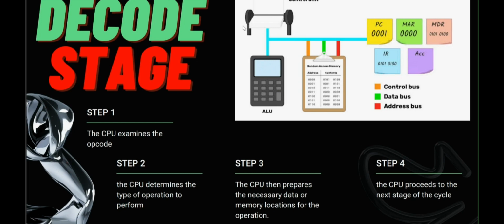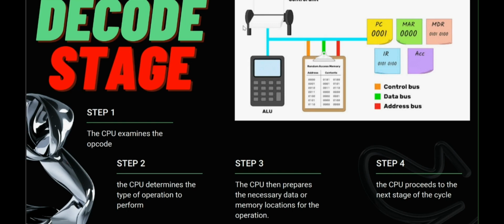The decode stage is the second stage in the instruction execution cycle, following the fetch stage, and it is a crucial step in the processing of instructions by a CPU. During this stage, the CPU interprets the instruction fetched from memory during the previous fetch stage and determines what operation needs to be performed. The decode stage involves various steps.